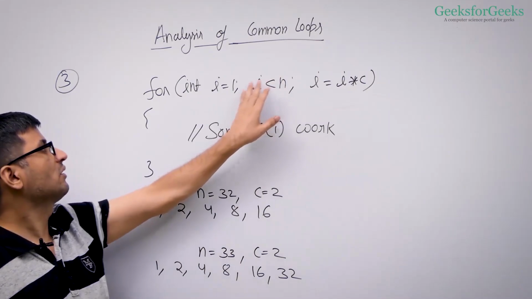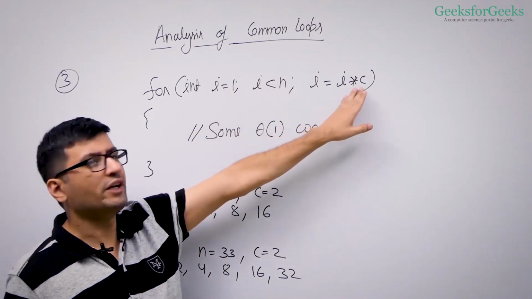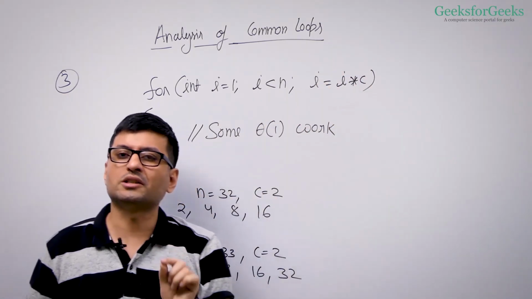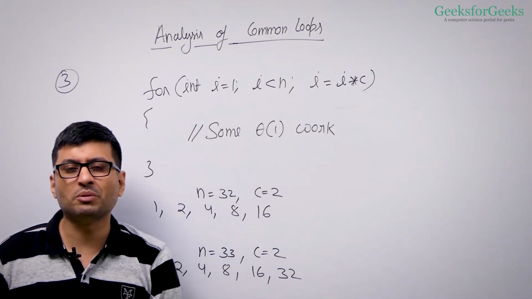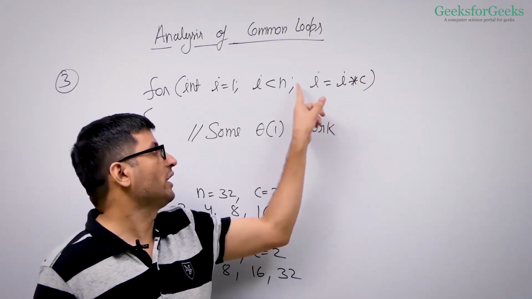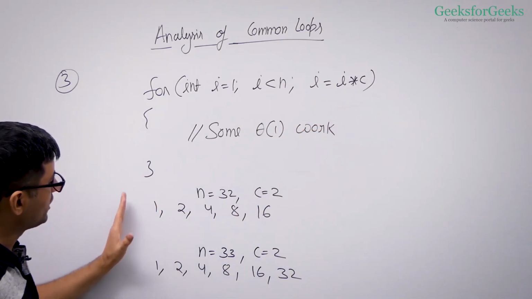Here we are running a similar loop, i equal to 1, i smaller than n, but instead of addition, we are doing multiplication. And please remember, c is a constant, not a user input. So we need to find the order of growth in terms of input size n. n is a user input. So how do we find the order of growth? Let's take a look at these examples.